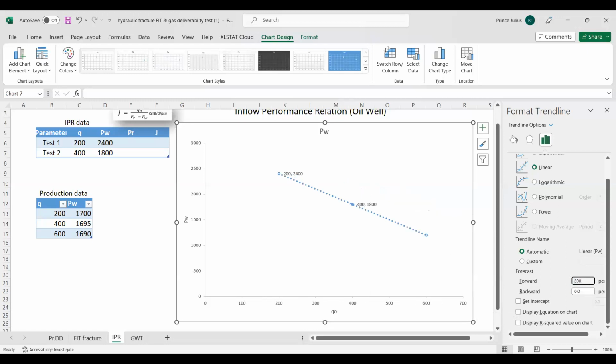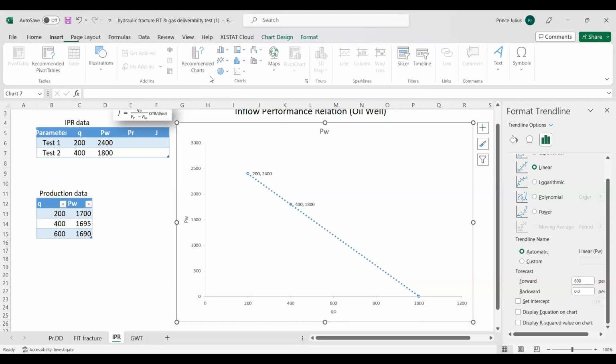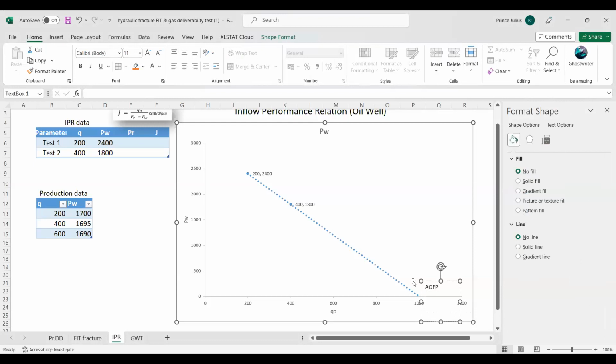Why? Because I need this trend with the slope that it has created with the connection of those 2 points. So 200 is not enough, so I will go with 600. See, right now, the value I got at AOFP is 1000. In the presentation that we have shown, the value we got over there is also 1000. That is AOFP. AOFP means the maximum flow rate that can be estimated for this particular well is 1000 barrels per day. This is AOFP, the way it is connected to your x-axis.